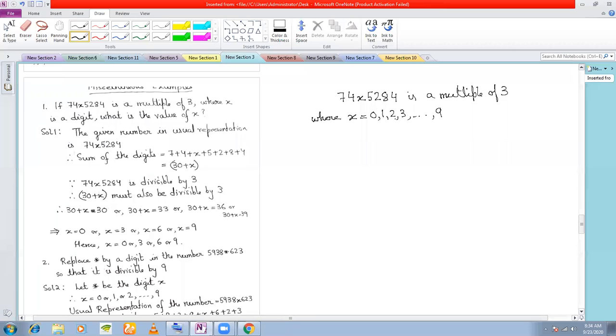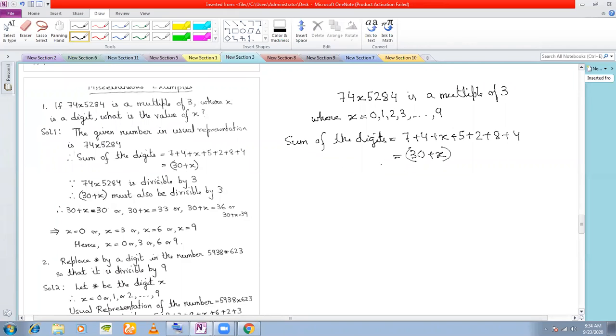So we apply the divisibility test for 3 in order to find the value of x. First, you take the sum of the digits. What is the sum of the digits here? 7 plus 4 plus x plus 5 plus 2 plus 8 plus 4. And this comes to 30 plus x. Okay, so 30 plus x is the sum of the digits.